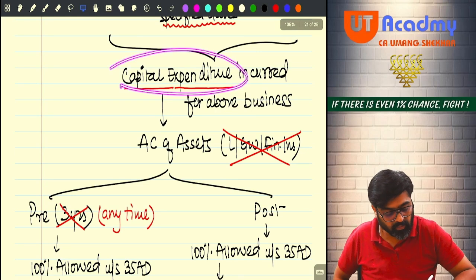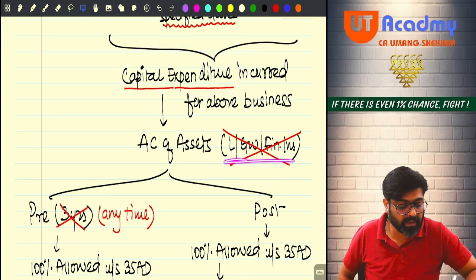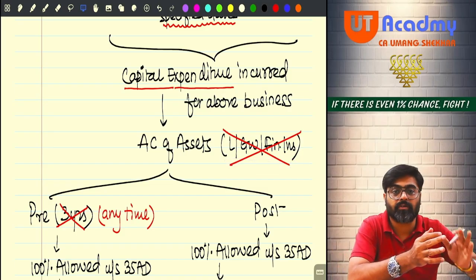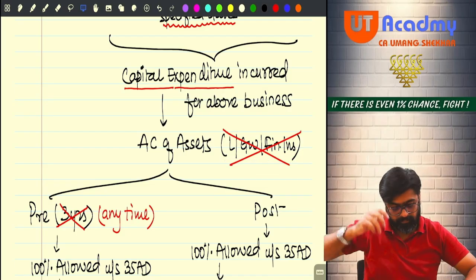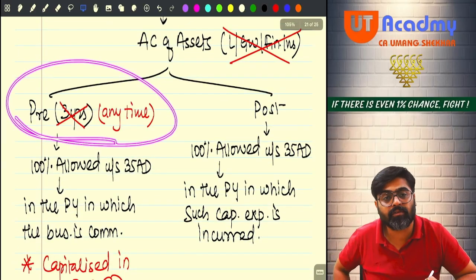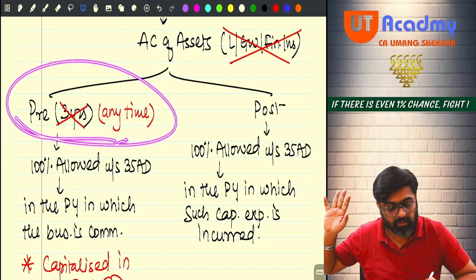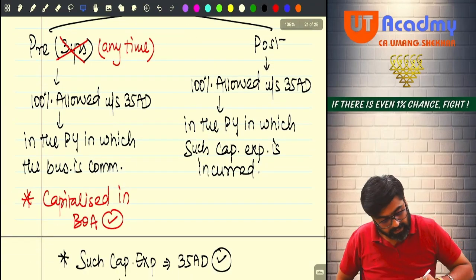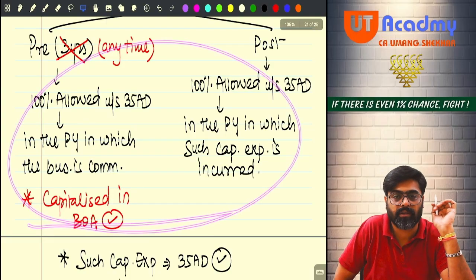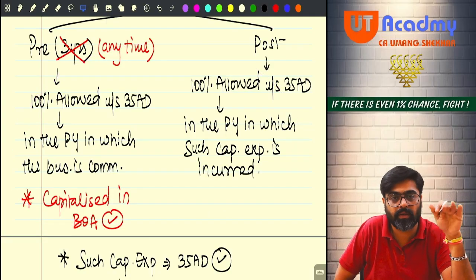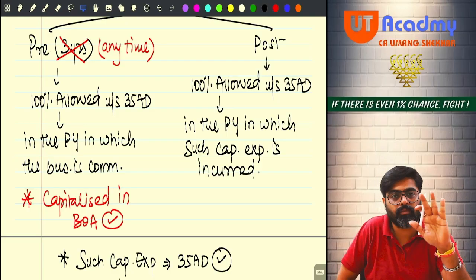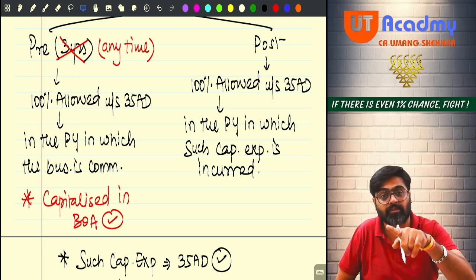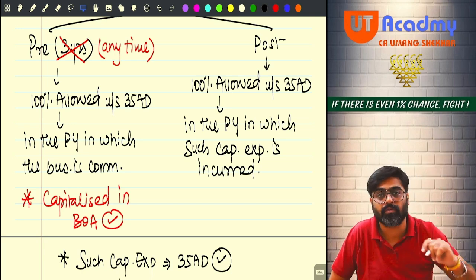Then, for that business, whatever capital expenditure is incurred, other than these three, cost of land, cost of goodwill, cost of financial instruments, any other asset bought prior to commencement of business or after commencement, that entire capital expenditure is allowed as a deduction. Post commencement will be allowed in the year in which it is incurred, and pre commencement will be allowed in the year in which the business is commenced, provided that pre commencement capital expenditures are capitalized in your books.